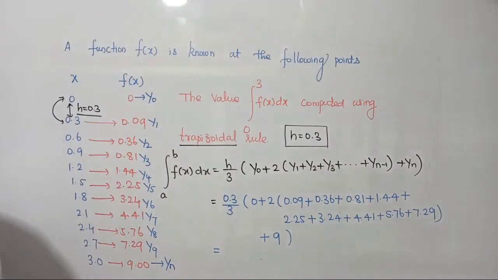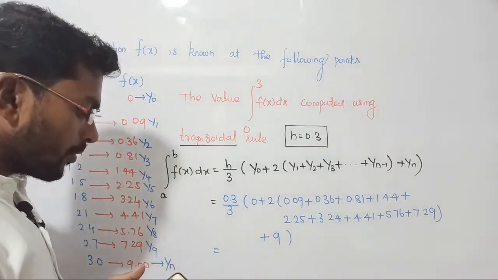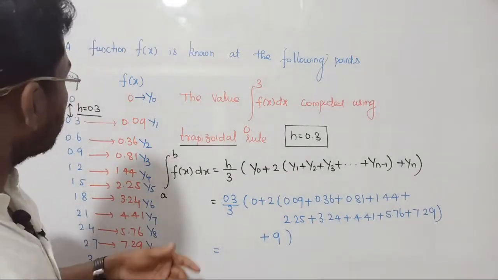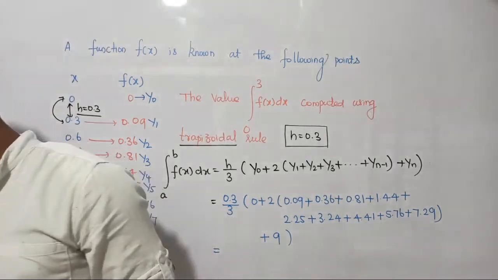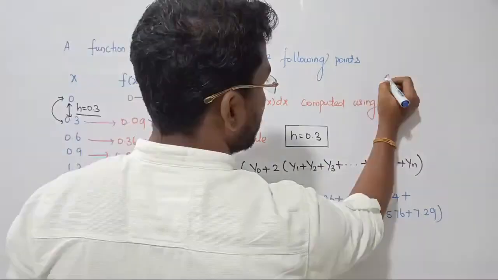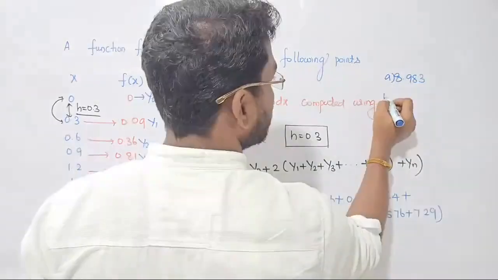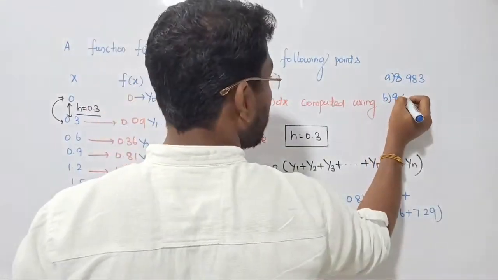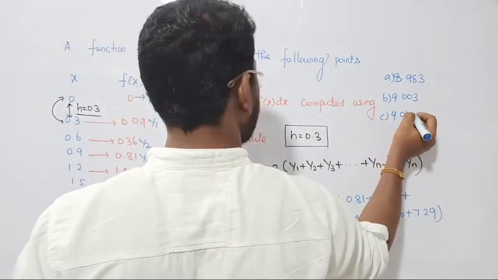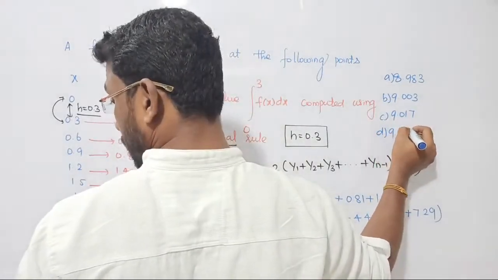Did anyone get the answer? Please post your answer if you got. Wait a minute, I'm just opening the calc in order to bring the answer. And I had not given the options, sir. Wait a minute, let me write the options, because if I make any mistakes you can correct it. Options are 8.983, option A. Option B they gave 9.003. Option C they said 9.017. Option D 9.045, I think 9.045.